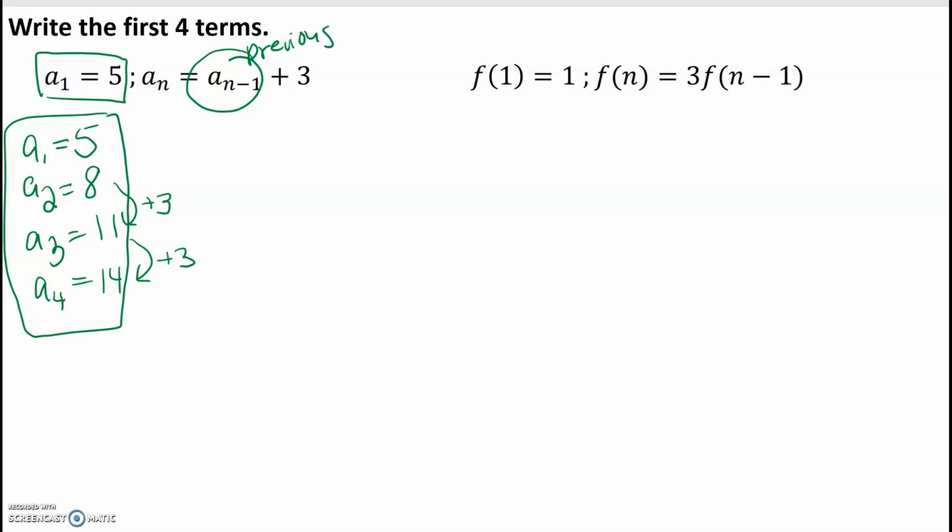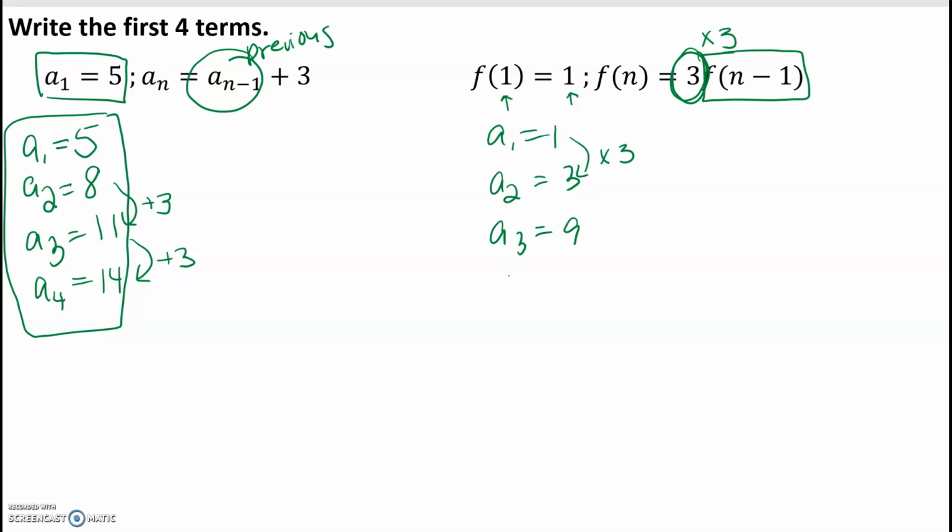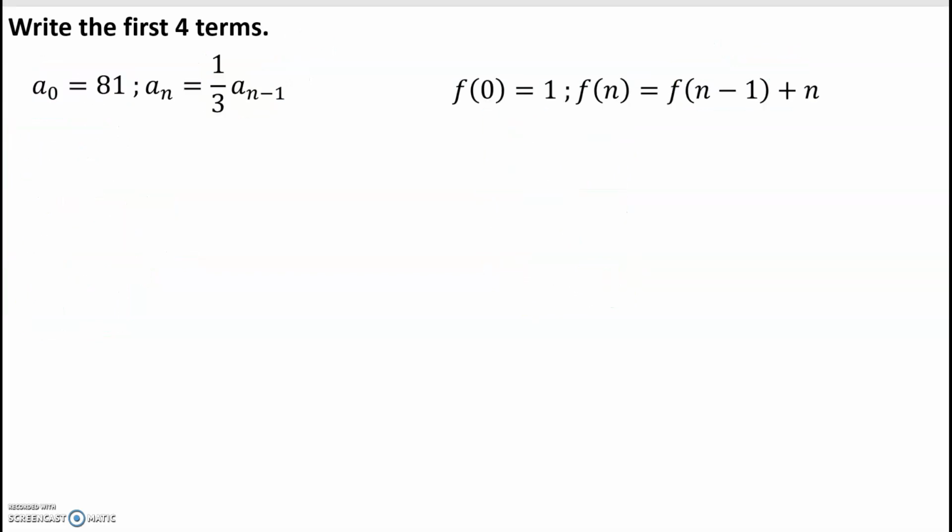So this next one, my first term is a 1. And what's happening each time is I'm taking my previous term times 3. So I'm taking 1 times 3. So my second term I have 3. Third term I have 9. Fourth term I have 27. Each time you're multiplying by 3. These two problems look slightly different, but they do work the same way.